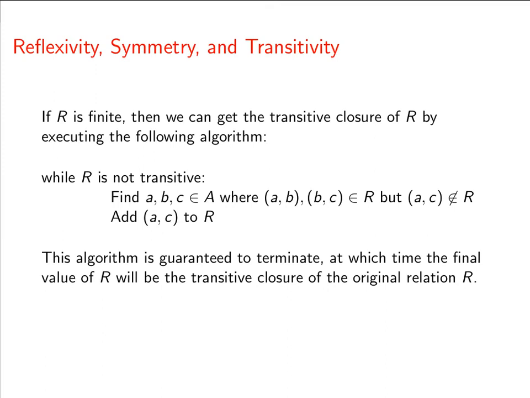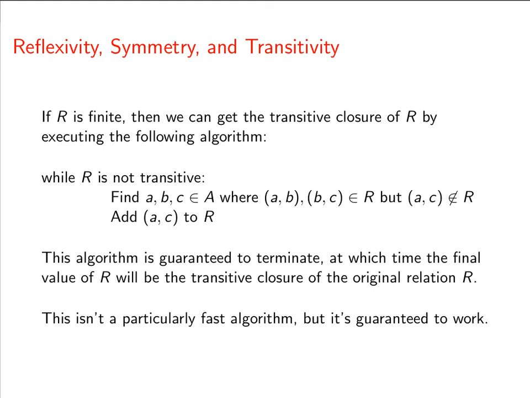This algorithm is guaranteed to terminate. When it does, the final value of R will be the transitive closure of the original relation. This is not a very fast algorithm, but it's guaranteed to work.